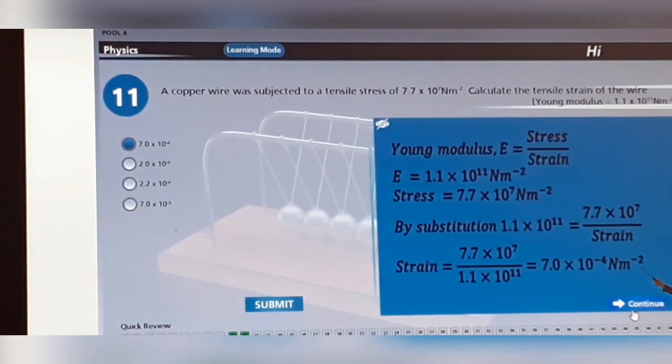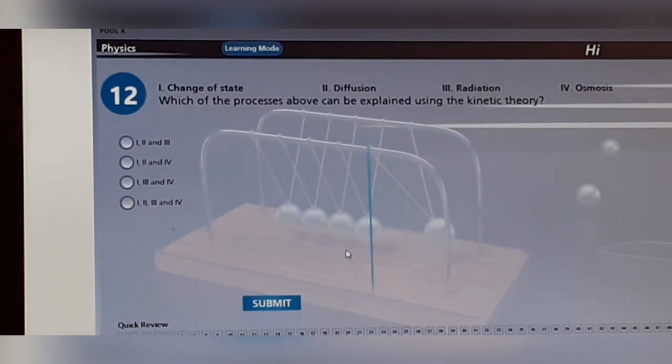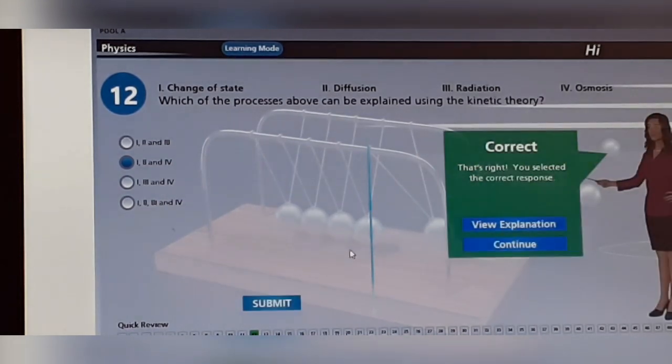Alright, so that will take us to question 12. 1. Change of state. 2. Diffusion. 3. Radiation. 4. Osmosis. Which of the processes above can be explained using the kinetic theory? Well, the right answer has to be B, which is 1, 2, and 4. Reason being that radiation cannot be explained using the kinetic theory.